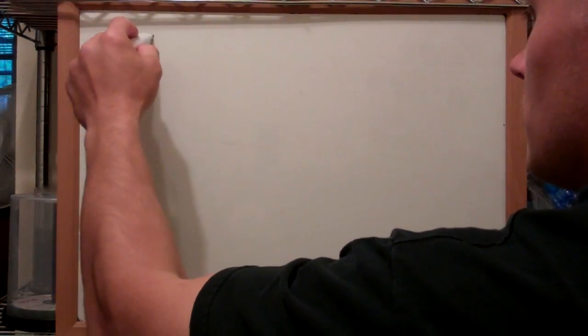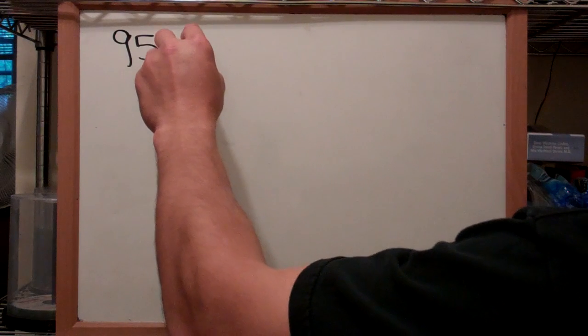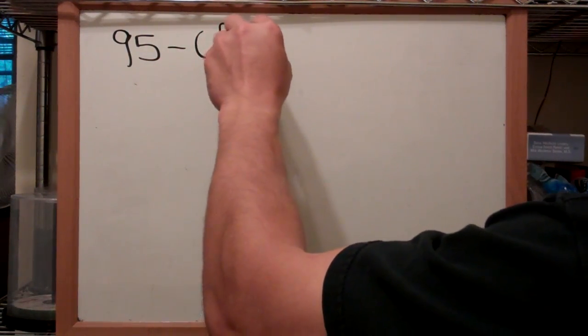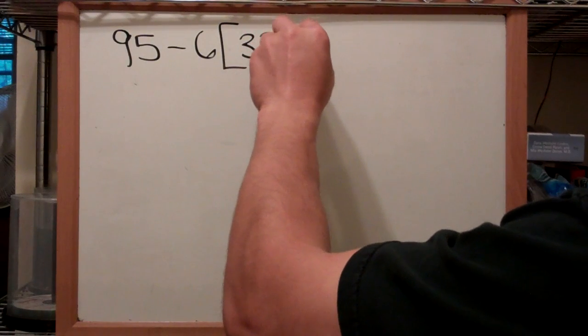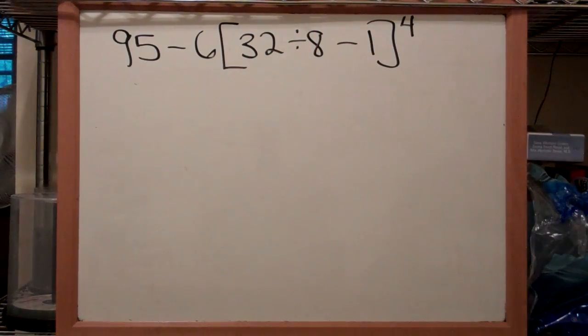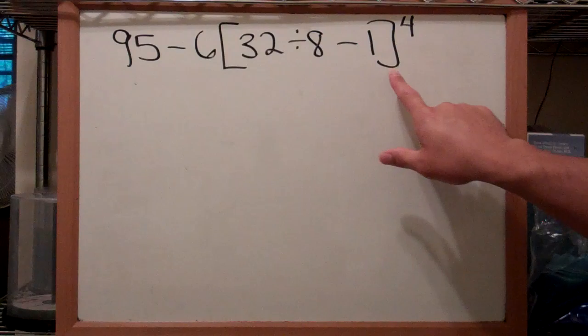Next, let's look at one where we have another set of grouping symbols. 95 minus 6 times the quantity 32 divided by 8 minus 1 quantity to the 4th power. Okay, so here, this is an expression where we do have grouping symbols with the brackets.